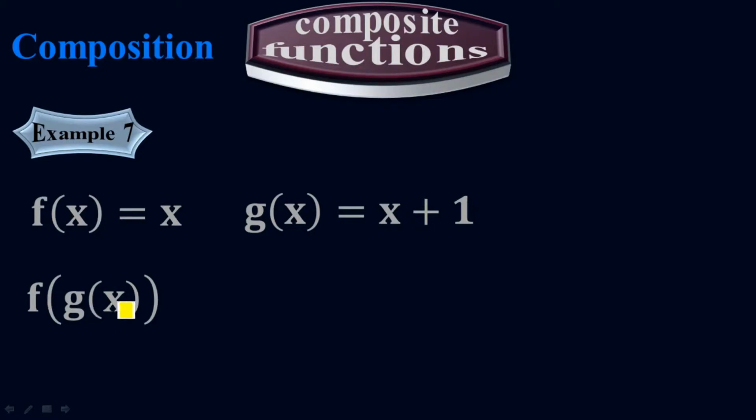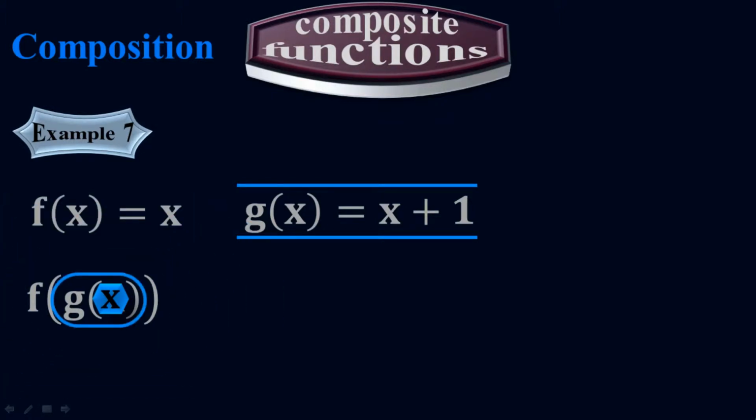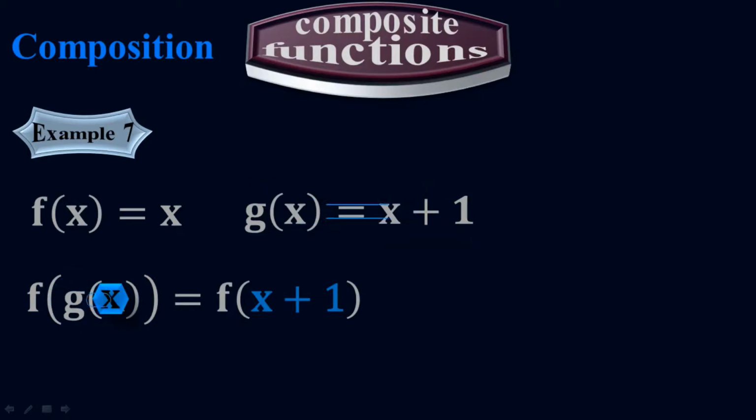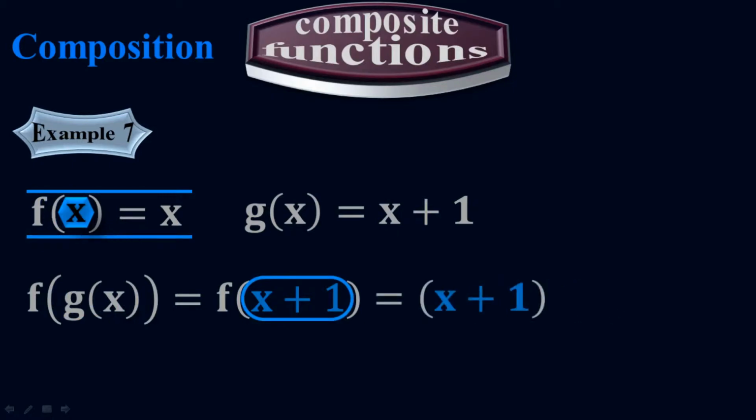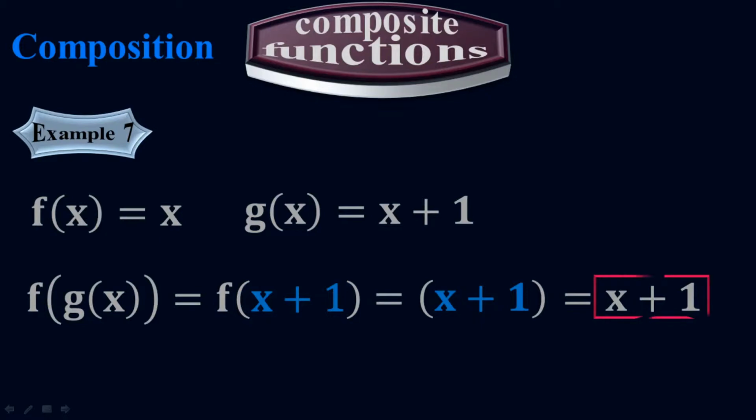F of g of x means that I'm going to put x equals x plus 1 in g of x. Replace g of x by x plus 1. So I will have f of x plus 1. F of x plus 1 means that I'm going to put x plus 1 for the x here, which equals x plus 1. So x plus 1 is my final answer.